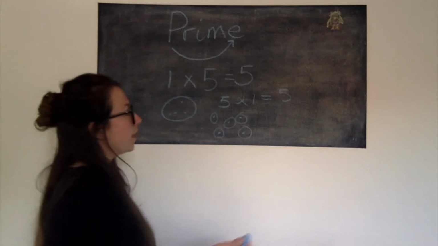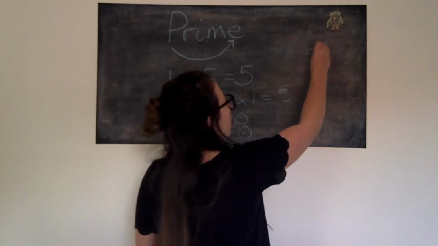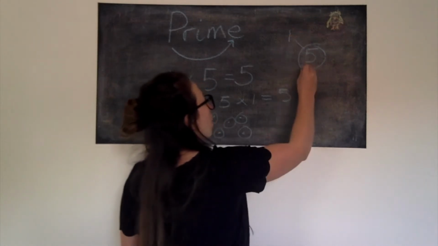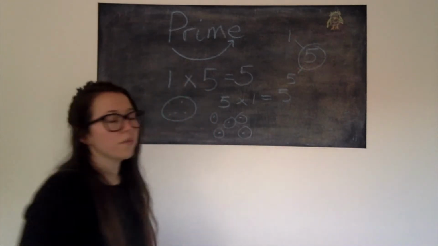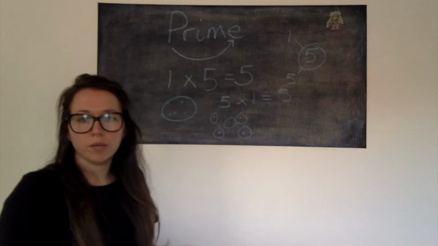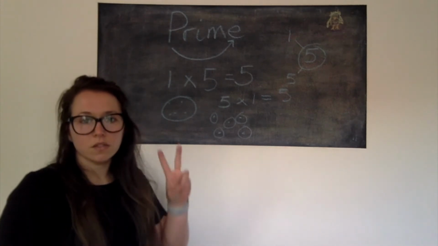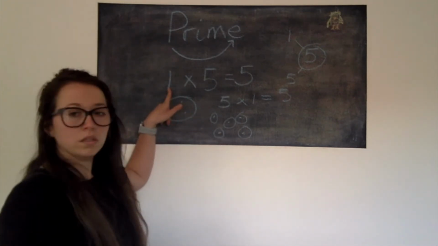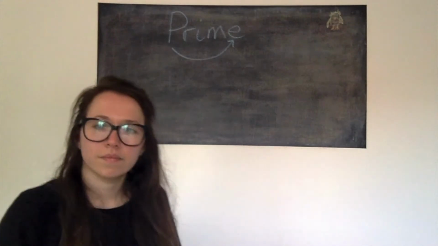So if I did my factor book that we were doing yesterday, I know the only way I can do it is 1 times by 5. So that means that it must be a prime number. It only has 2 factors, 1 and the number itself.